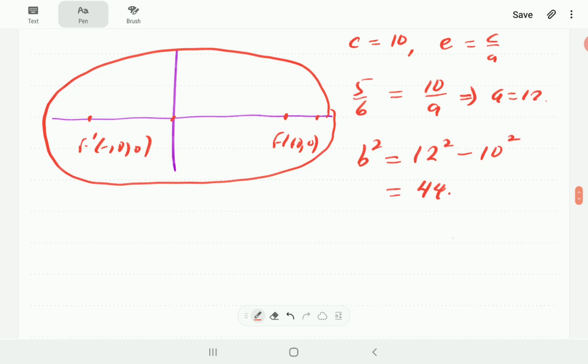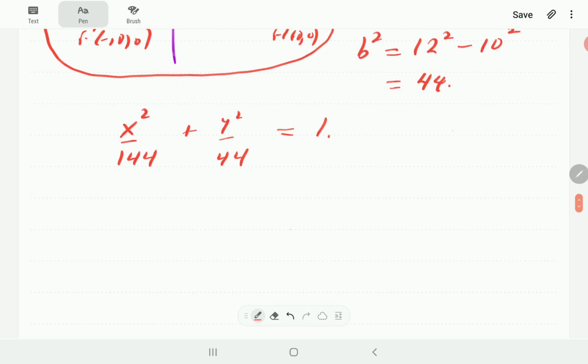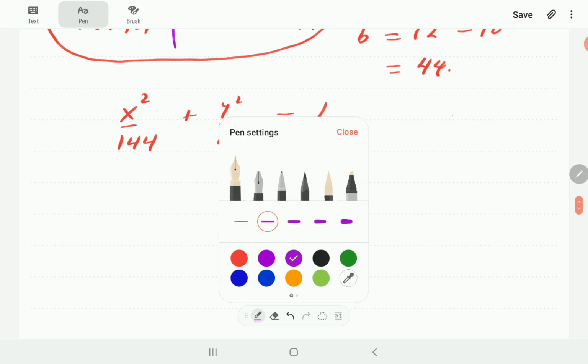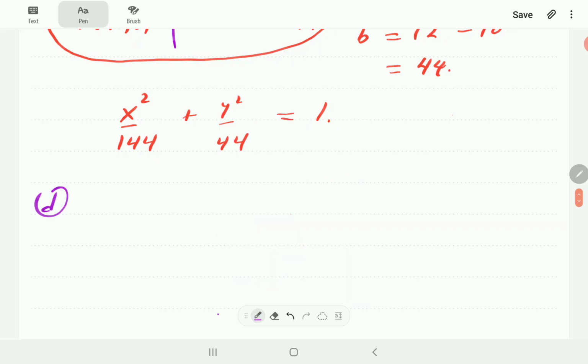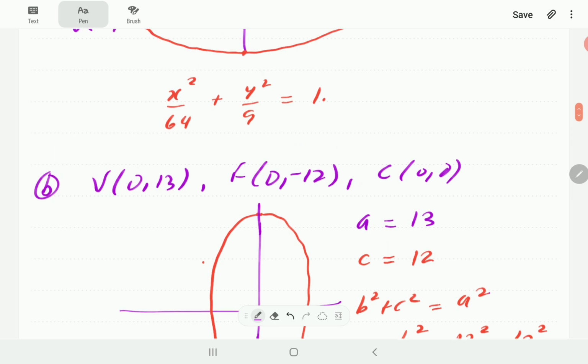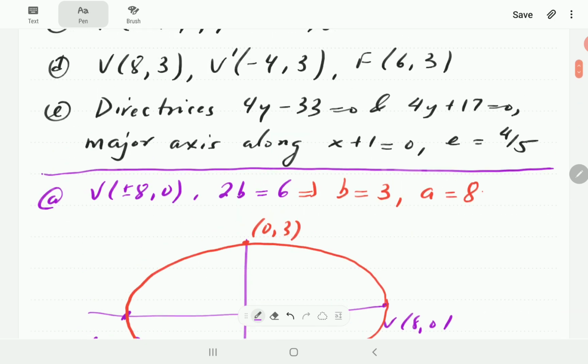Now we can write the equation of the ellipse: x squared over a squared, so that's 144, and then y squared over b squared, equal to 1. Then we go on to D. In D we have vertices at 8, 3 and minus 4, 3.